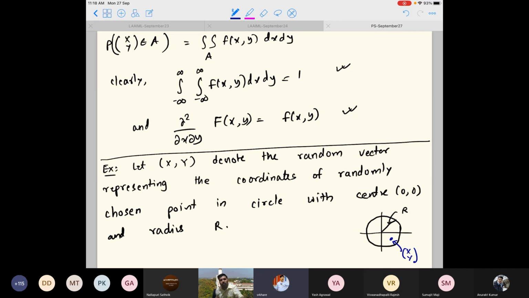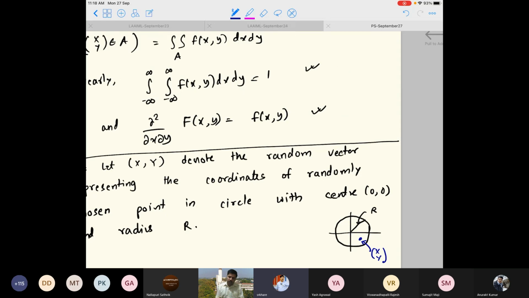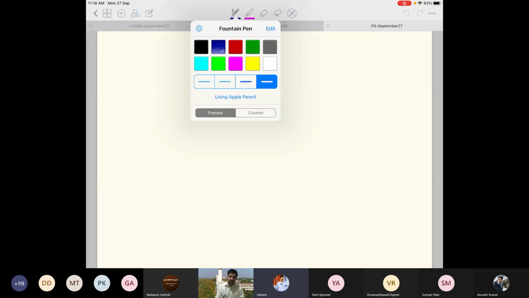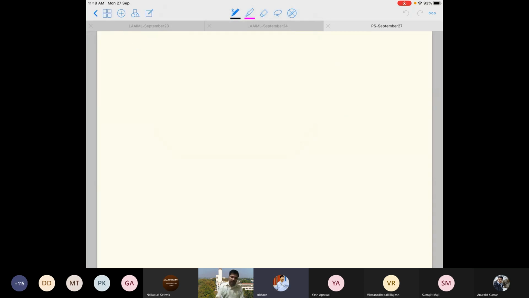Because the distance was only one real number, right? So it can take value anything between 0 to r. That's what we said. And now what we are saying? We are saying that you look at the point, and rather than looking at the distance from the origin, you record what are the coordinates of that particular point, right? So the coordinates are x and y. So let this random vector be such that it will have its coordinates.